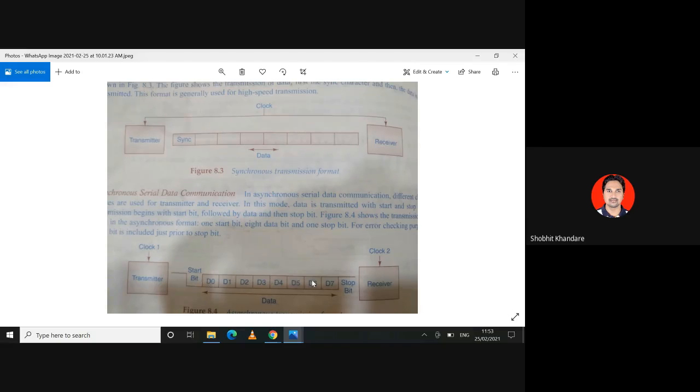while transmission it might happen that data may get errored or it may be manipulated. ऐसा होता है कि ट्रांसमिशन में ट्रांसमिट करते करते 0 का 1 हो गया, 1 का 0 हो गया. So in that case, along with the start bit and stop bit, you can set one more bit that is called an error checking bit, and that is a parity bit. So that can be sent just before the stop bit.